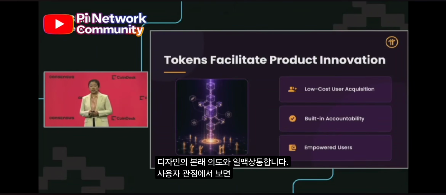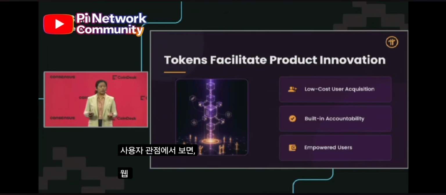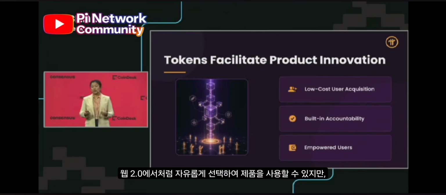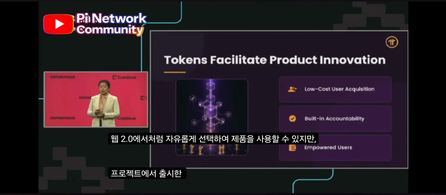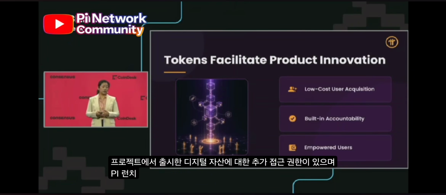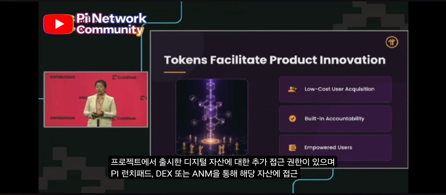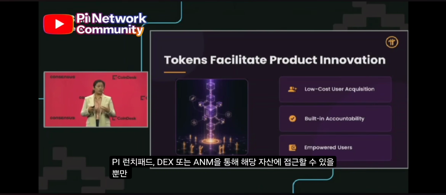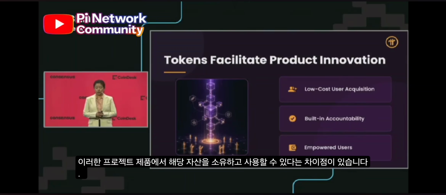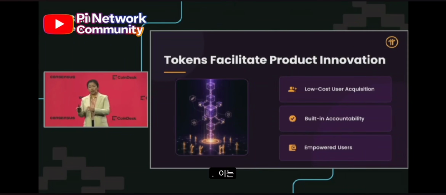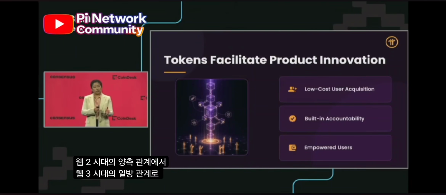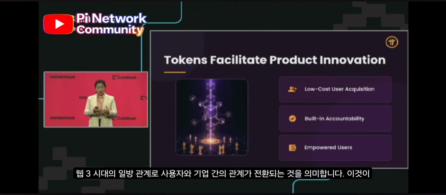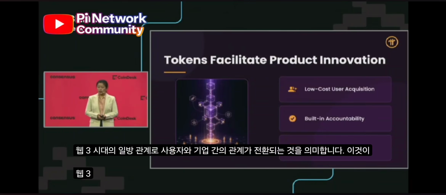From the user's perspective, they have the free choice to join and use any products like they do in Web 2, but with the difference that they have additional access to this digital asset released by the project, and can access it through Pi Launchpad or DEX or AMM, as well as their ability to own and use these assets in the products of these projects. This shifts the relationship between users and the companies from two sides of the table in the Web 2 world to one side of the table in Web 3. This is one of the important principles of Web 3.